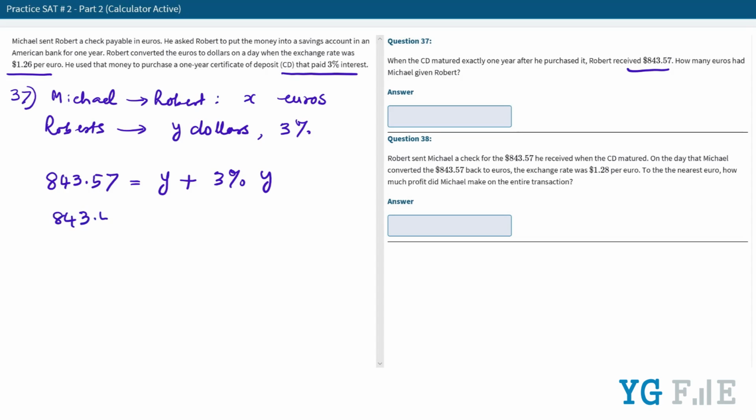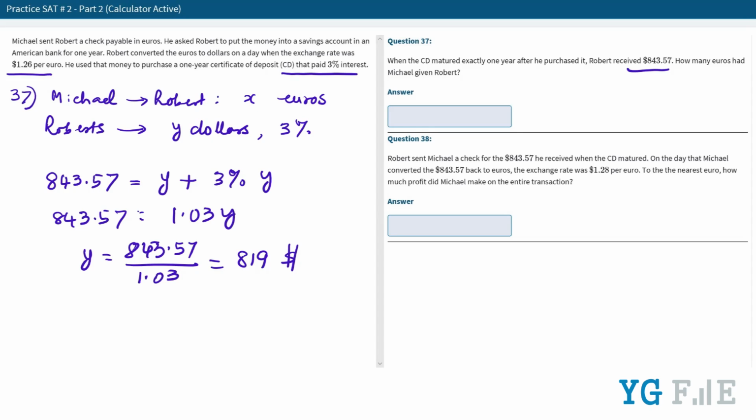So by solving this equation, we see that Y, which is the dollars, is simply 843.57 divided by 1.03. If you use a calculator to simplify this expression, you will get $819. So essentially he put $819 into the bank to begin with, but we want how many euros.